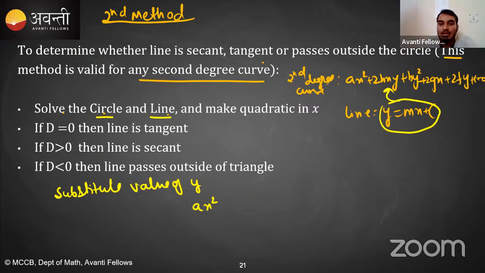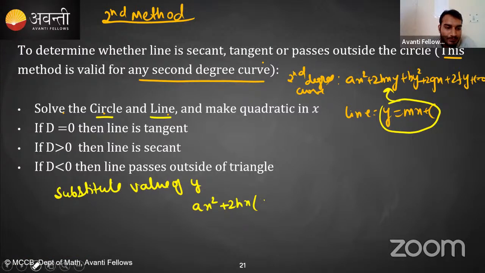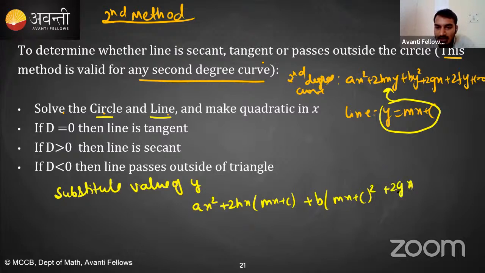So x में quadratic बनानी है हमें. So ax square plus 2hx, what is y? y is mx plus c. Y को put करो mx plus c. Plus b again, what is y? mx plus c whole square, by square. So mx plus c whole square plus 2gx plus 2f into mx plus c plus c is equal to, let's say this is c1. Confusion न हो, इसलिए इसको c1 डाल लो. c1 plus c is equal to 0.